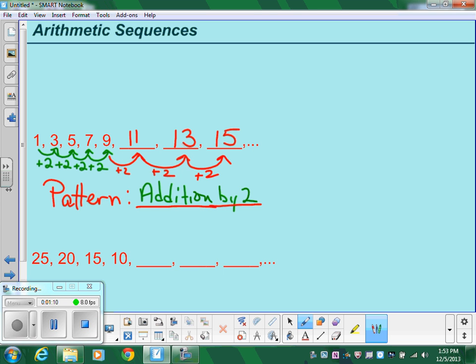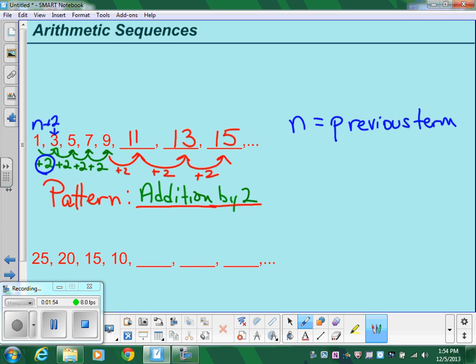We can actually take a look at this and create a rule, so long as we decide that the previous term is going to be represented by the letter N. So now let's look at what's actually happening. If we refer to the first term in here, the 1, as the letter N, being our previous term, what are we doing to that piece to get to 3? We are adding 2. That will give us our next piece.